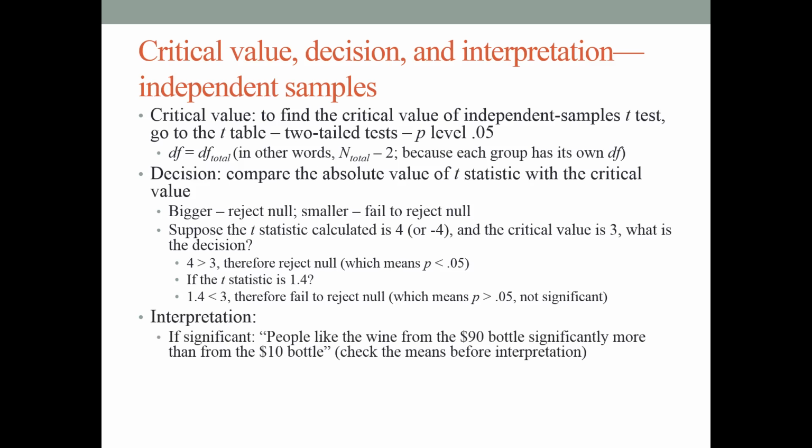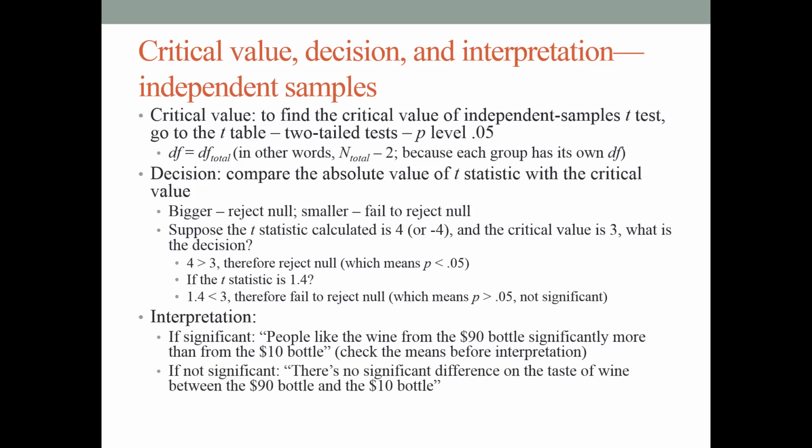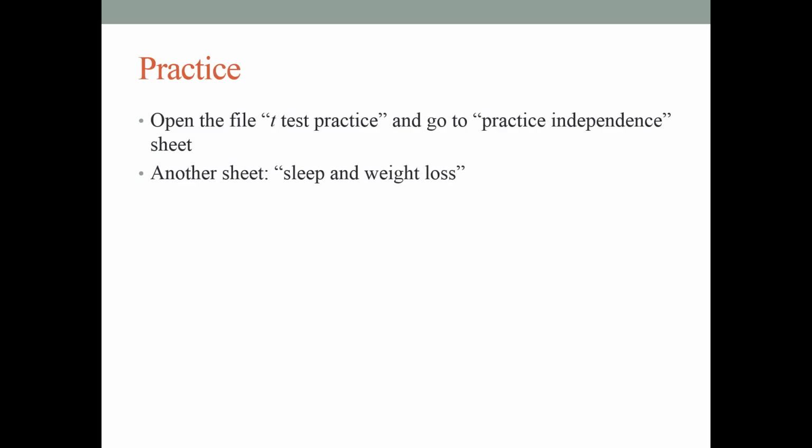Now interpretation. If it's significant, then you check the means and then you give this conclusion: people like the wine from the $90 label bottle significantly more than from the $10 label bottle, right? If it's not significant, all you need to say is just not a significant difference in the taste of wine between these 2 bottles.